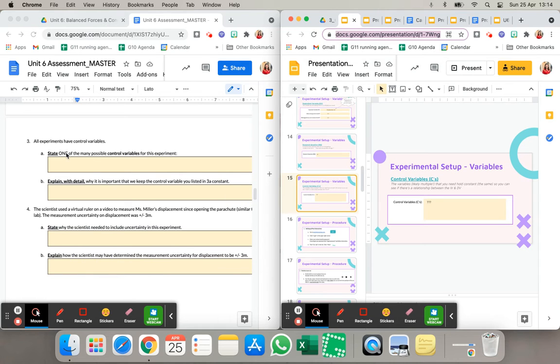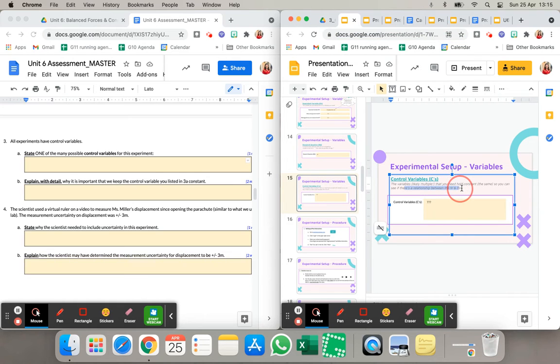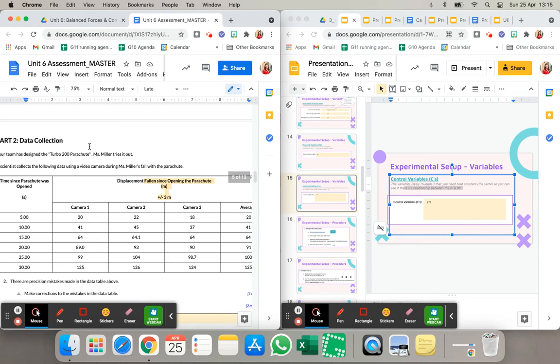Question 3, control variables. People generally did a good job mentioning a control variable, stating a control variable. The biggest thing here was the explanation. Notice under control variables, we mentioned that the variables you hold constant so that you can see if there's a relationship between IV and DV. That's what we're trying to do in all of these cases, right? We're trying to explain how does one thing affect another. In this case, we were trying to explain how does the time, our independent variable, affect the displacement.